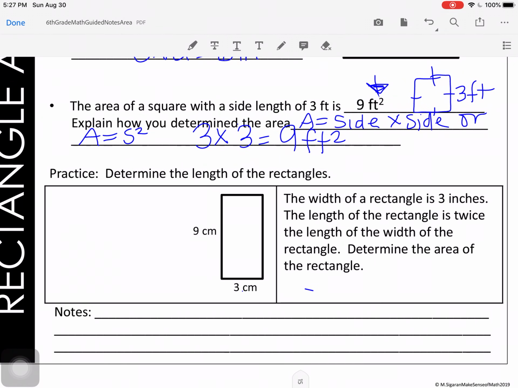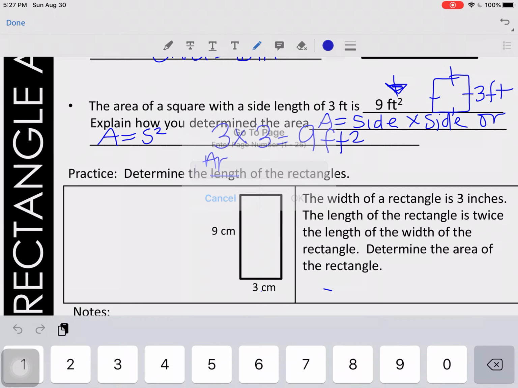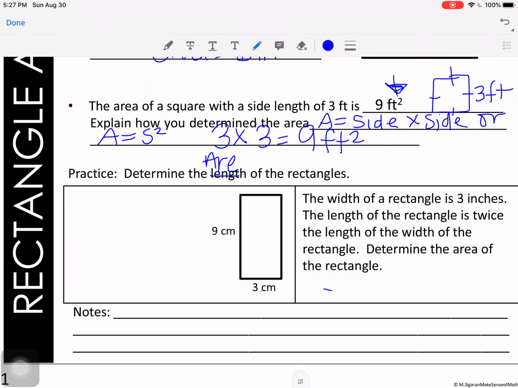So let's determine the area of the rectangle. So let's mark that out because I know they meant area. So we have a 9 by 3 rectangle. 9 represents the length of the rectangle. 3 represents the width of the rectangle. And we're going to use the formula for the area of a rectangle to solve this. So again, area equals the length times the width.